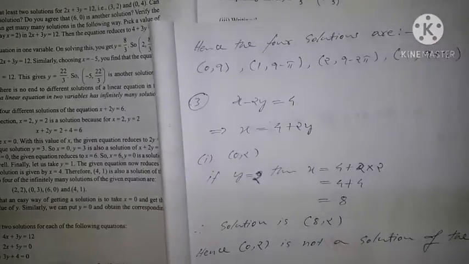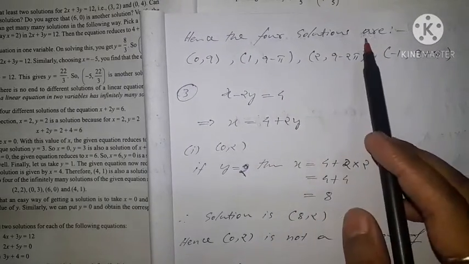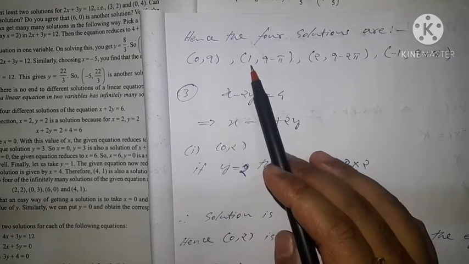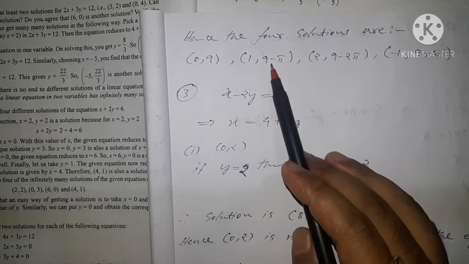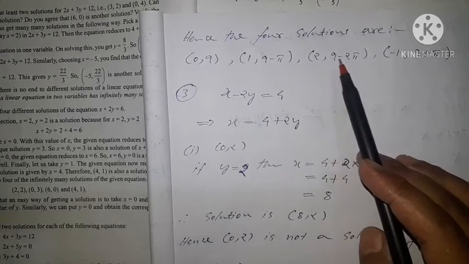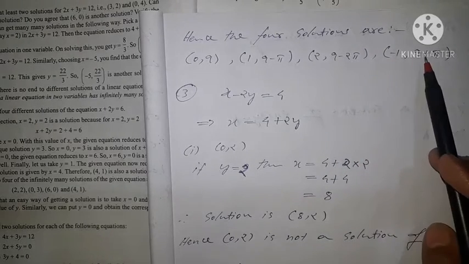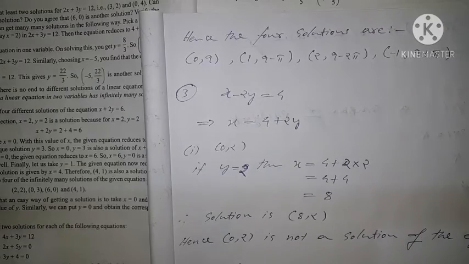So hence the 4 solutions are: when x equals 0, y equals 9. When x equals 1, y equals 9 minus pi. When x equals 2, y equals 9 minus twice pi. When x equals minus 1, y equals 9 plus pi.